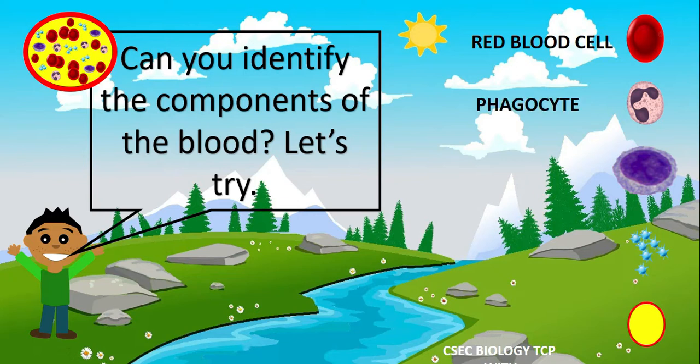Phagocyte. That's a type of white blood cell. Lymphocyte, that's also a type of white blood cell. Platelets, and of course, plasma.